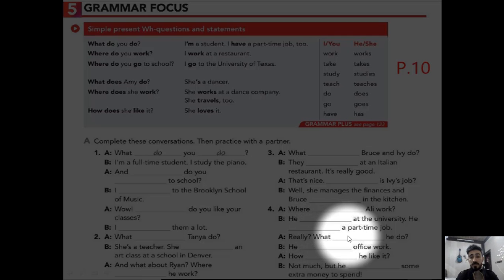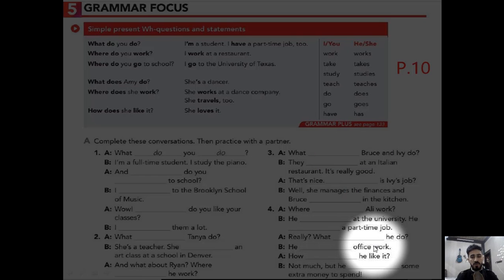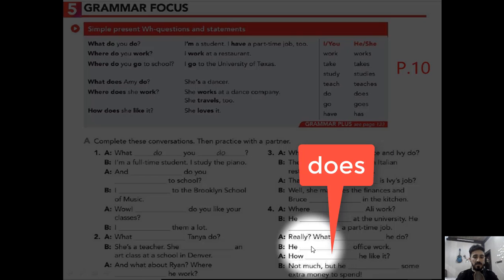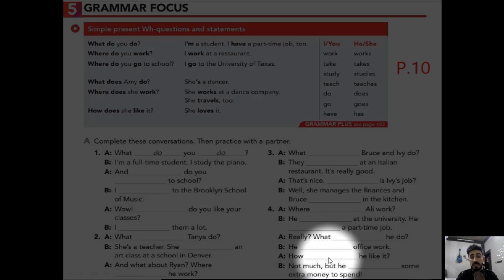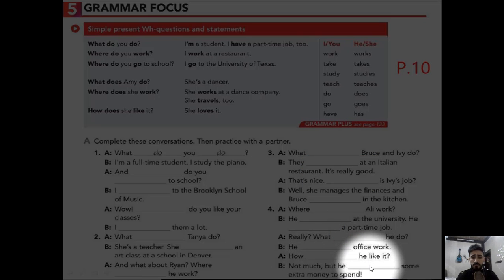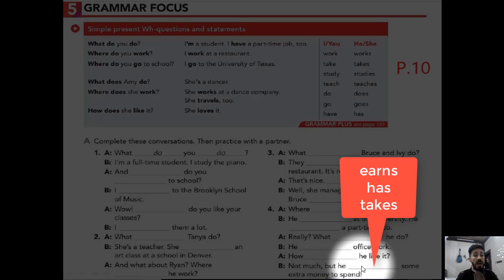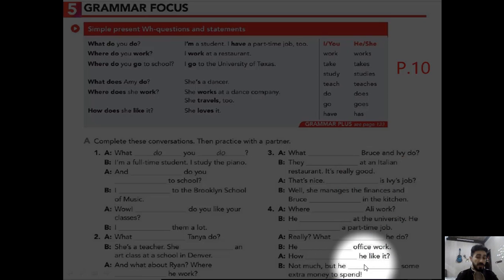Okay, what does he do? He does office work, because you have work, so you can use does. He does office work. It means he works in the office. How does he like it? Because we have he, we have to have does. How does he like it? Not much, but he earns some extra money to spend, or he has some extra money to spend, or he takes. So some verbs can be used.